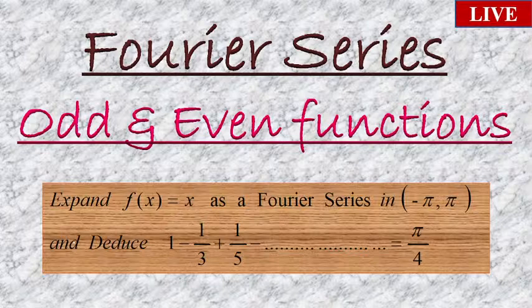In this video, let me discuss an example of an odd and even function in Fourier series. For that, let me take an example. Expand f of x equal to x as a Fourier series in an interval minus pi comma pi and deduce this result: 1 minus 1 by 3 plus 1 by 5 minus etc. that is equal to pi by 4.